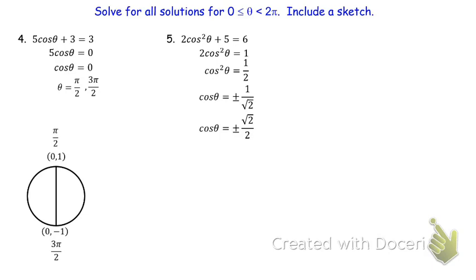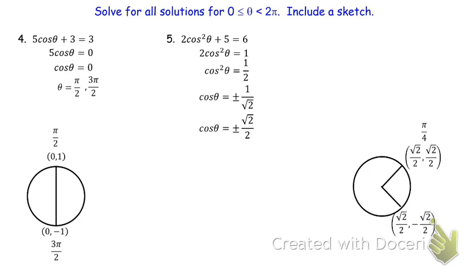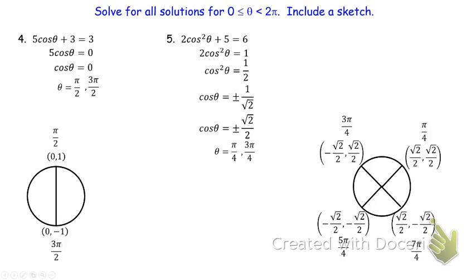Alright, when we go to solve now, drawing the picture, I know that cosine can be positive root 2 over 2 in 2 places, in quadrants 1 and 4. And those solutions would be pi over 4 and 7 pi over 4. But cosine theta can also be negative root 2 over 2 in 2 more places. It can be at 3 pi over 4 and 5 pi over 4. All of these have x values that are either a positive or a negative root 2 over 2. So all 4 solutions are going to be solutions to this equation. Therefore, theta could be pi over 4, 3 pi over 4, 5 pi over 4, or 7 pi over 4.